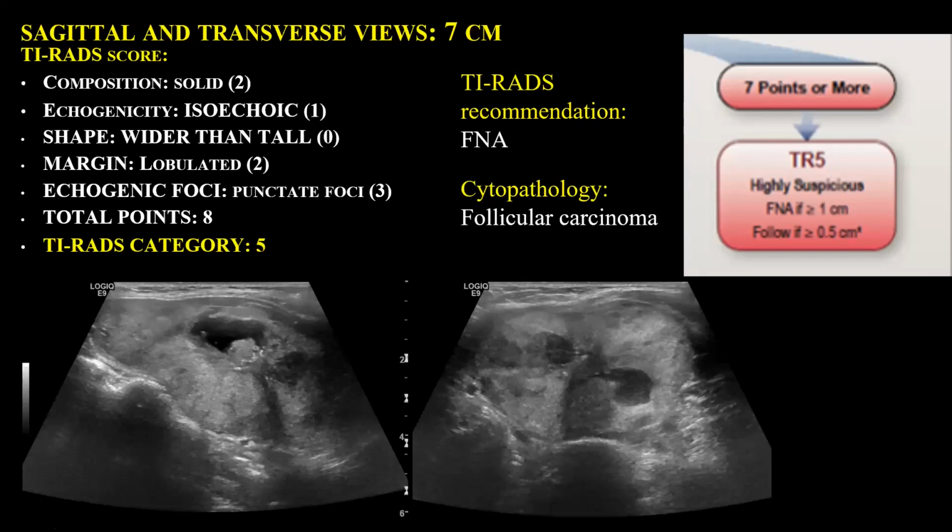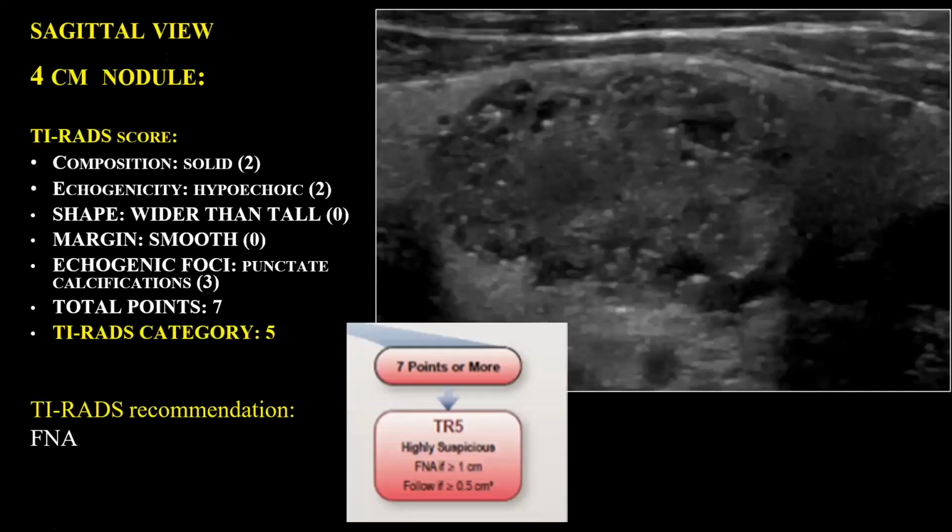Oh, one more: we have a 4 centimeter nodule. This one is solid, has a lot of echogenic foci, and ends up being a TI-RADS 5. This one was FNA'd and actually was a benign lesion.